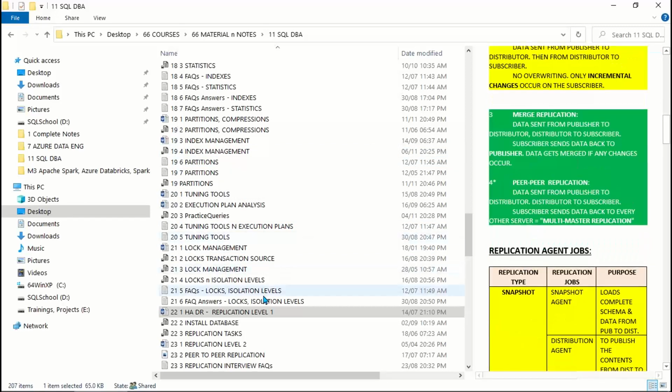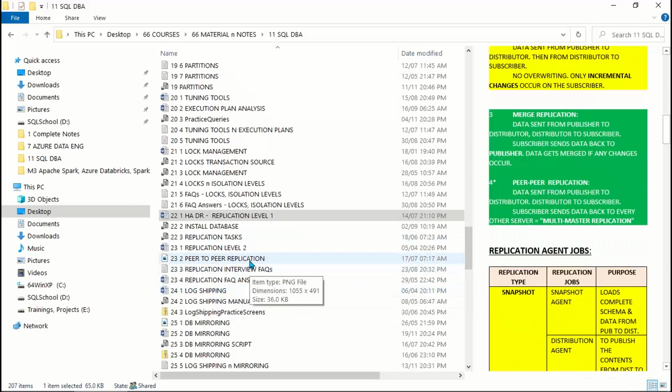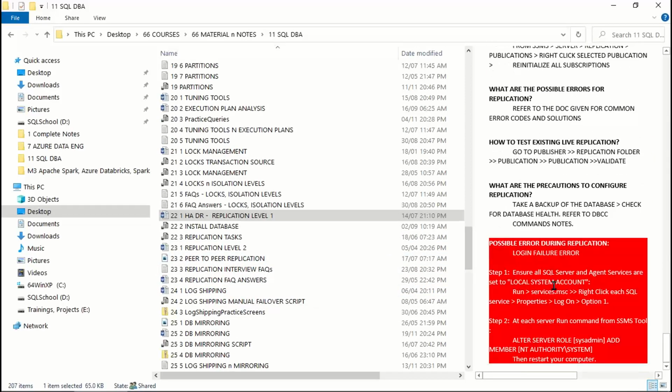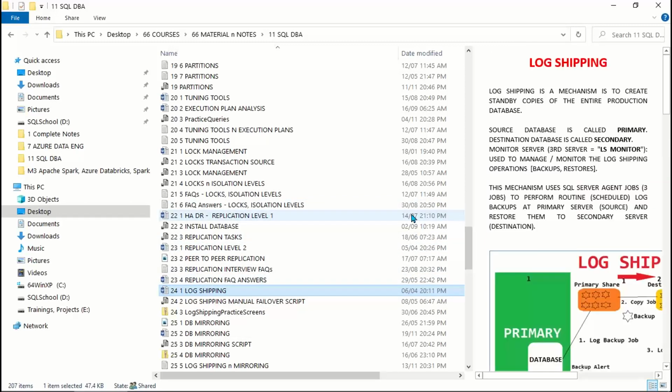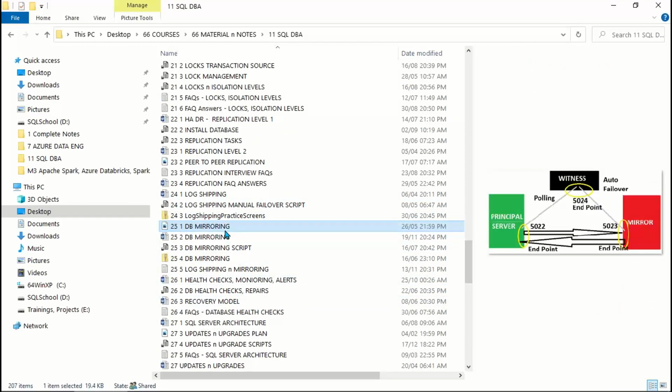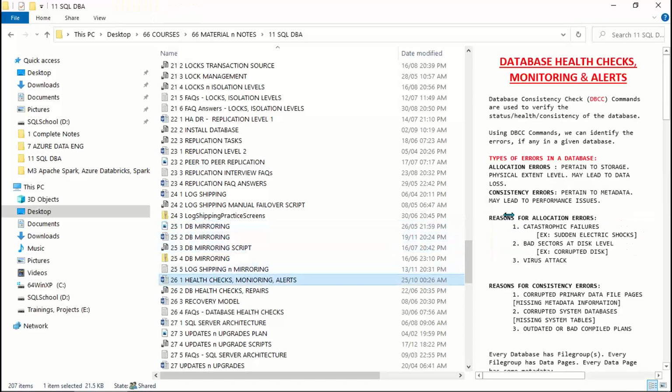We have something called replication we need to experience. Common replication errors and solutions, we need to learn them. And we have something called log shipping, database mirroring. And I was telling something called health checks, right? Health check commands, we call them.